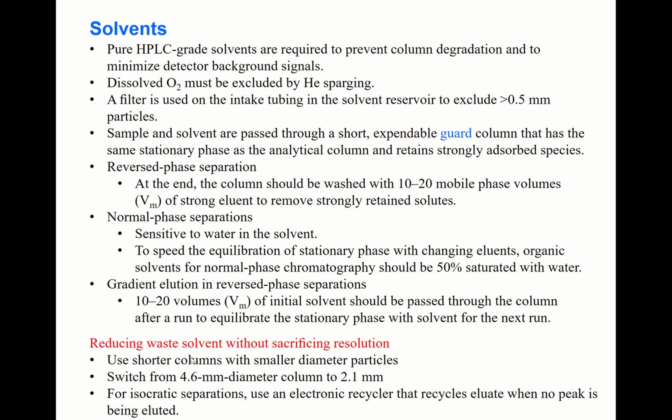How do you do that? In order to reduce the waste solvent, use shorter columns with smaller diameter particles. A shorter column means the volume inside the column will be less. Okay, switch from a 4.6 millimeter diameter column to 2.1 millimeters. By decreasing the column diameter, we need only a small amount of solvent.